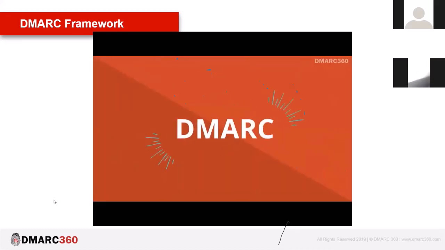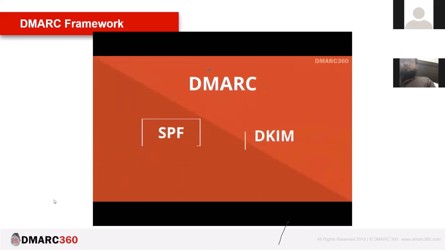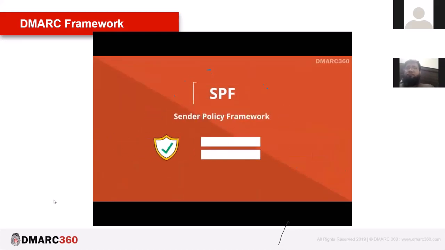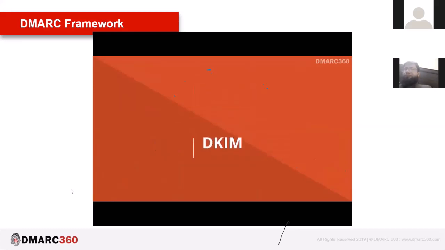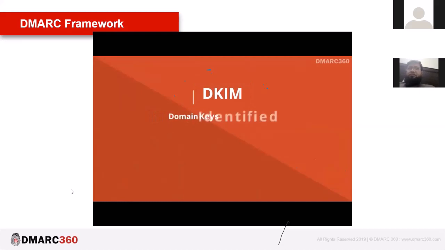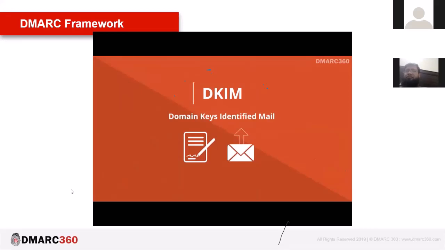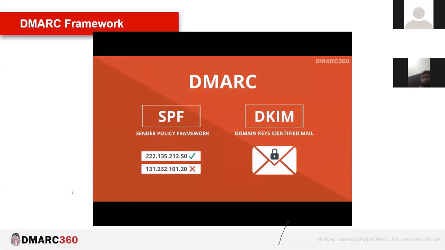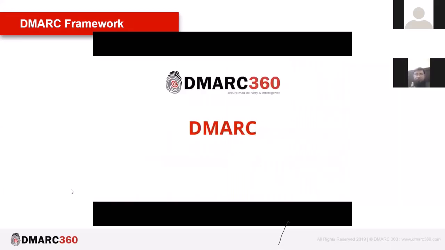DMARC is built upon two existing frameworks, SPF and DKIM. SPF stands for Sender Policy Framework. This authorizes which IP addresses launch emails on your behalf. DKIM, also known as DomainKeys Identified Mail, enables digital signatures on emails. This helps to verify your message. These are the two checks performed by the receiving mail server.